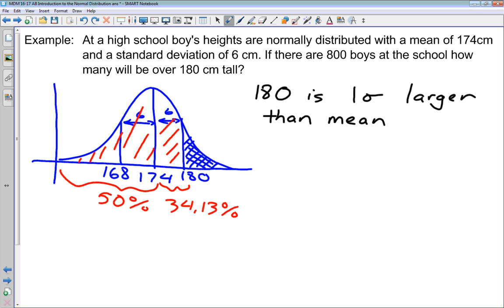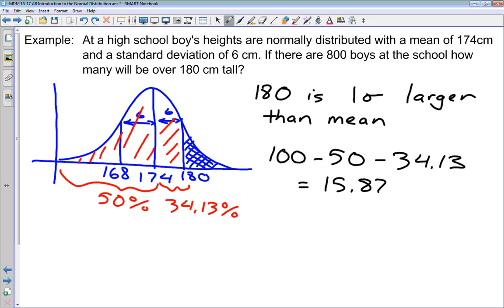So how much is in this blue shaded area over here? Well, all the data is 100%. We have 50% up to here, 34.13% up there. So what's left in this blue area must be 100 minus 50 minus 34.13, or 15.87% of the data is in that blue area. So 15.87% of boys are over 180 centimeters tall.